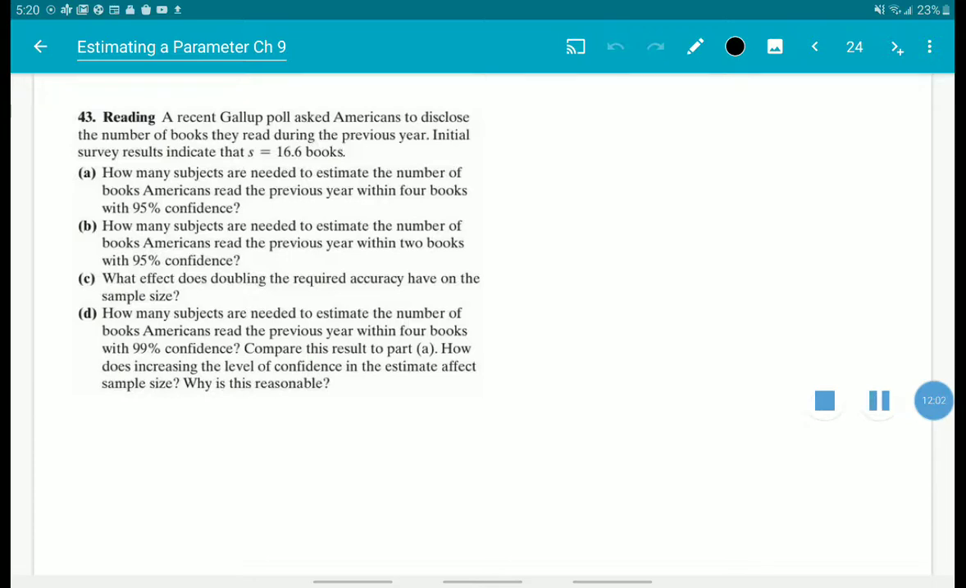And then let's look at 43. So here they're asking us for a sample size. So they're telling us that in a recent Gallup poll, they asked Americans to disclose the number of books that they read during the previous year. They're telling us S is 16.6. And they're asking us how many subjects are needed to estimate the number of books Americans read the previous year within 4 books with 95% confidence.